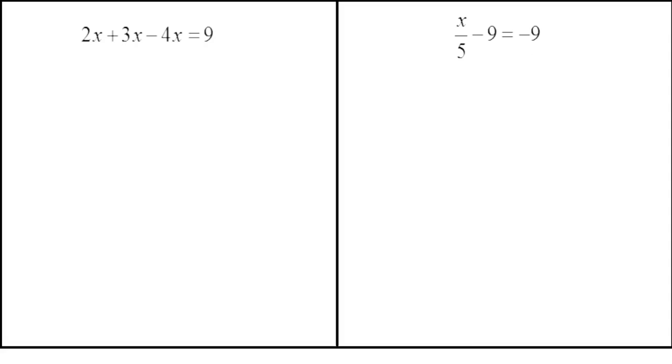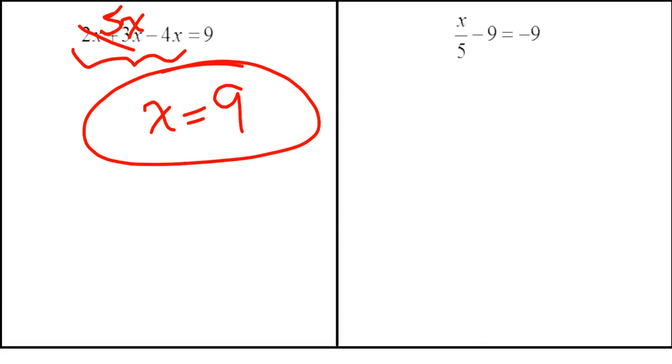And this is going to be incredibly important when we get to the point of variables on both sides. But 2x plus 3x is 5x, and 5x minus 4x is just x. So here, 1x equals 9. We can solve it simply by combining all the like terms.